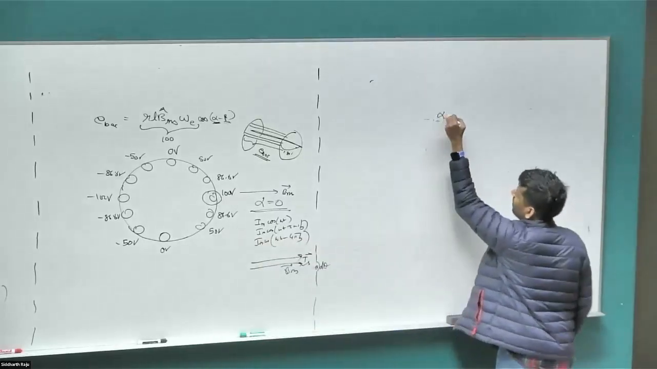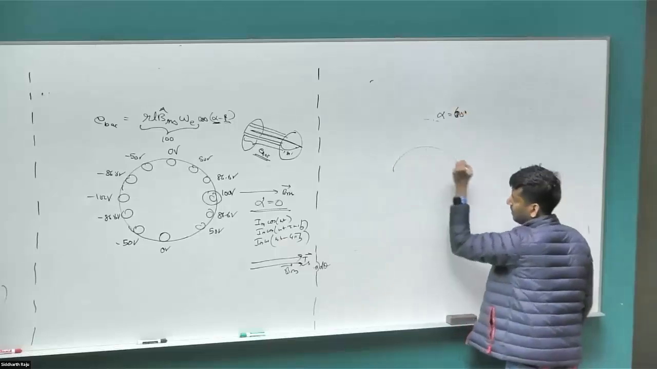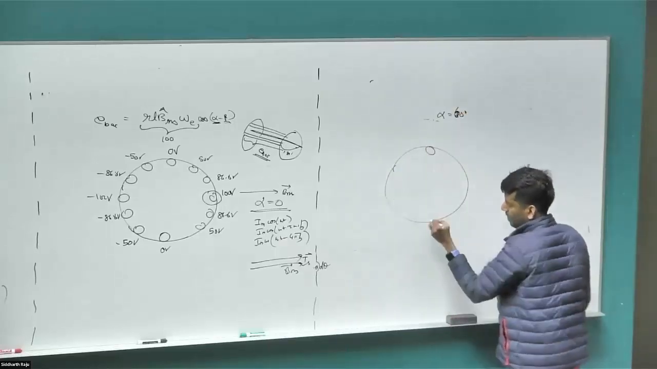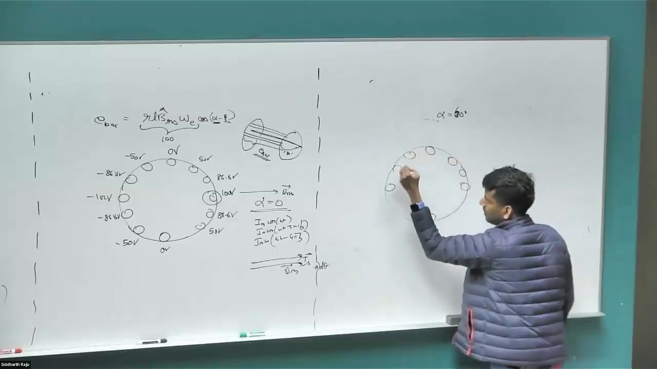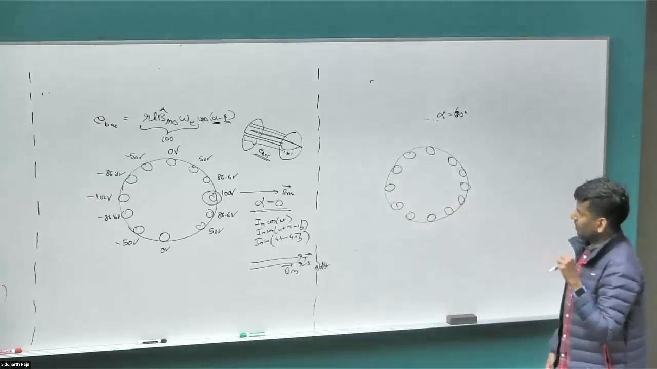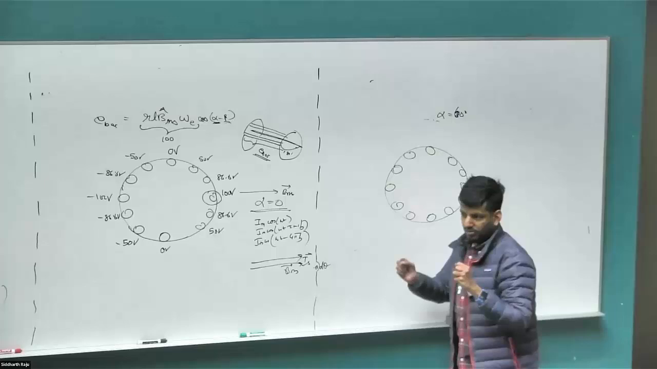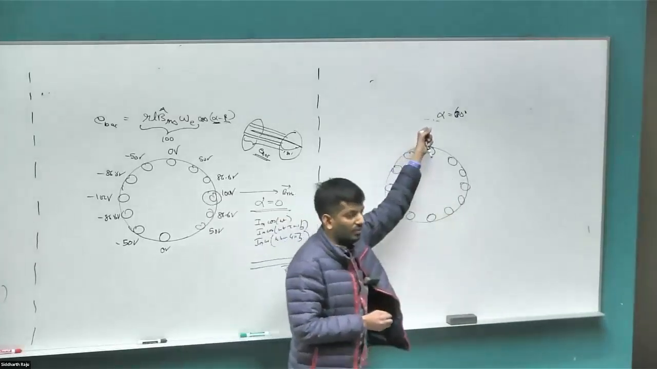Let's say alpha equal to 30 degrees. Or let's make it a little bit more drastic, 60 degrees. You have 1 bar, 2 bar. Okay. Which of these rotor bars would have the maximum voltage across it? For alpha equal to 60 degrees.